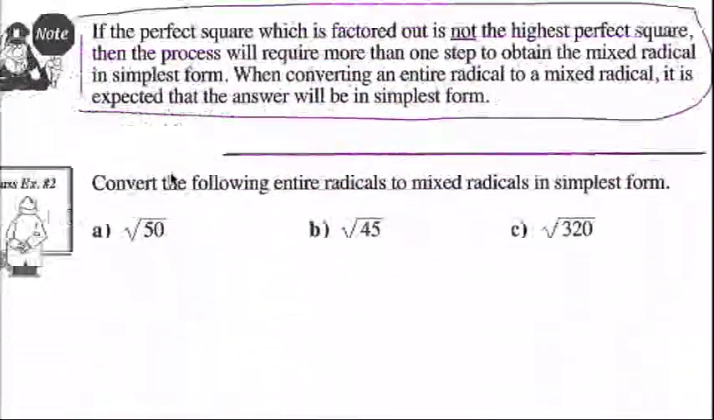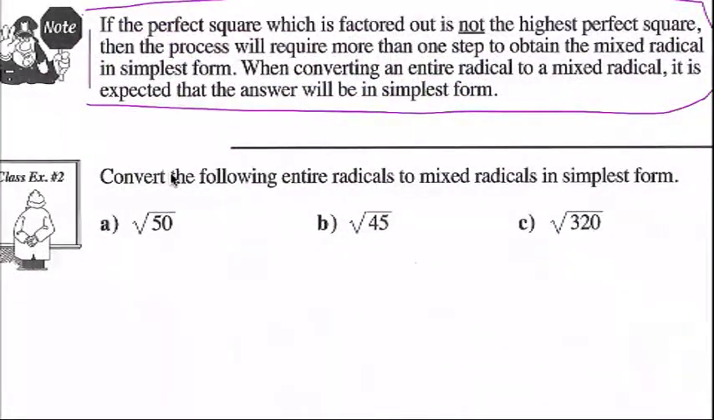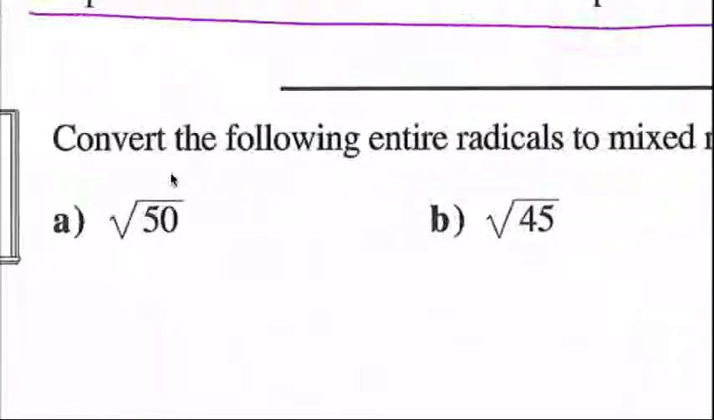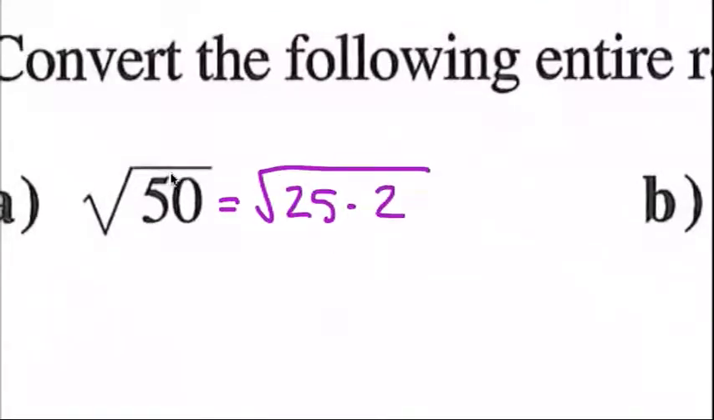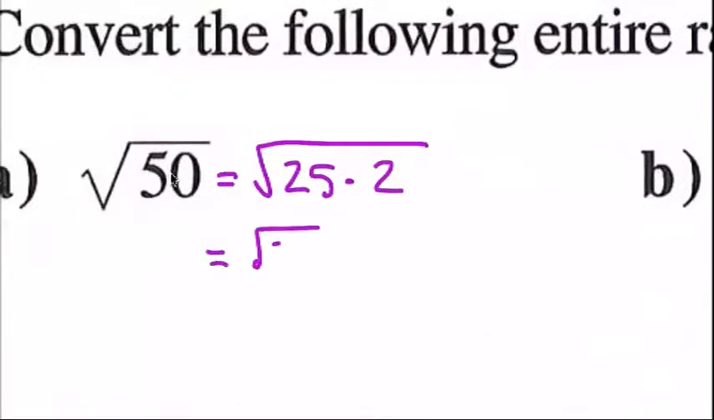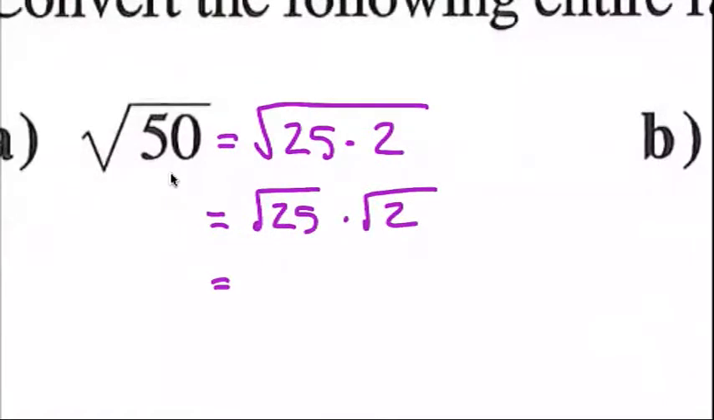Convert the following entire radicals into mixed radicals in simplest form. Square root of 50. I'll do it both ways. Square root of 50 is the square root of 25 times 2. Well, I know that the square root of 25 times the square root of 2 is the same thing, and the square root of 25 is 5, so 5 square root 2.